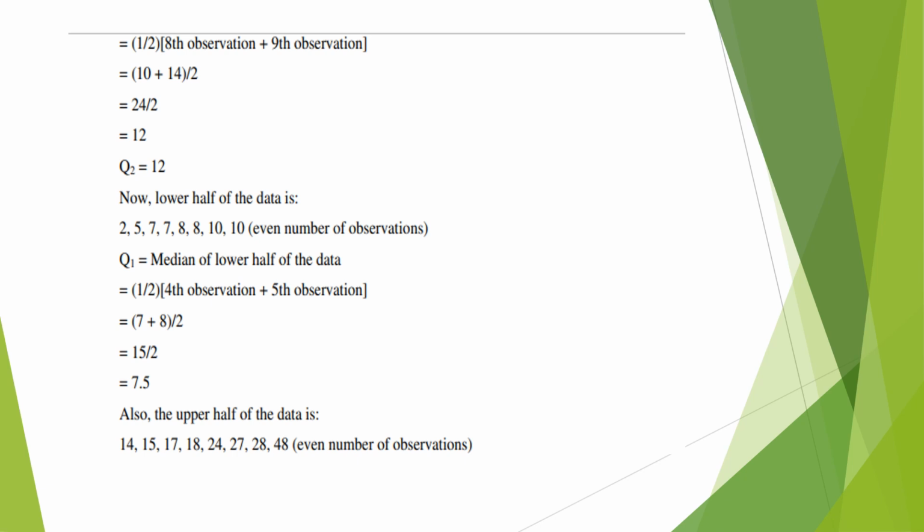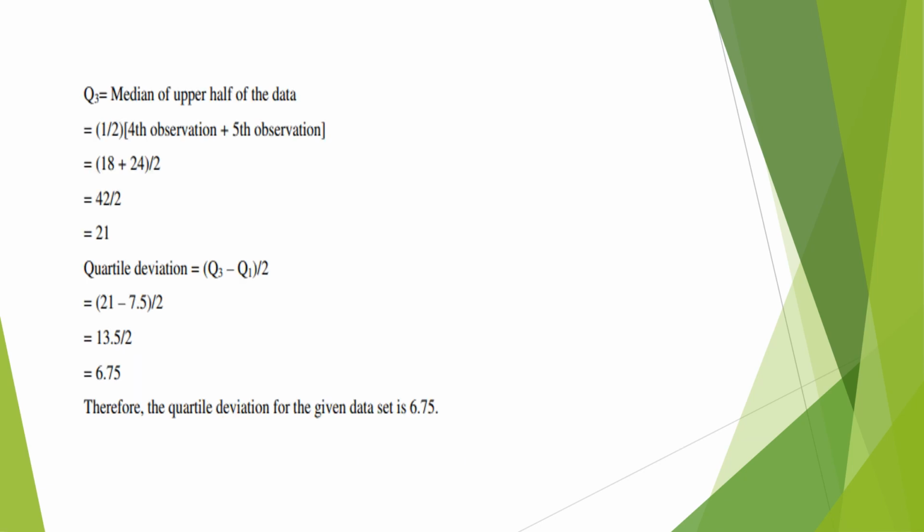Also for the upper half of the data, again it is an even number of observations. Q3 is the median of the upper half of the data: half into the 4th observation plus the 5th observation. In the series, the 4th observation is 18 and the 5th observation is 24, divided by 2. It gives a value of 42 by 2, that is 21.